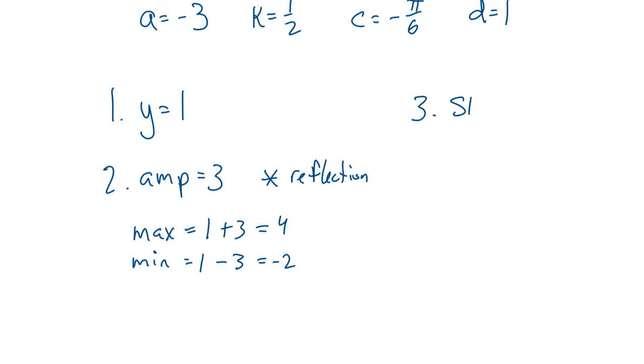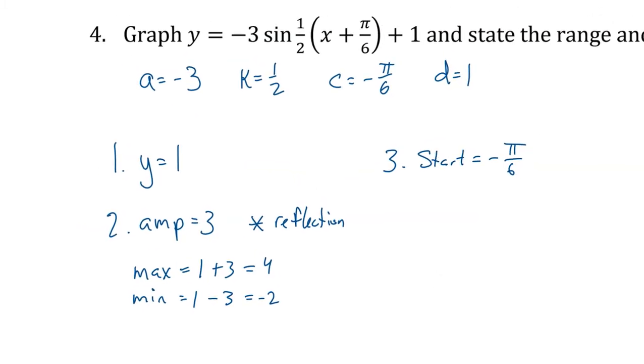The start is the c value, negative pi by 6. Again, x plus pi by 6 is a shift to the left. Pi by 6, so the start is negative pi by 6. The period is similar to finding the k value, but in the opposite direction type thing. 2 pi divided by k. K is a half, 2 pi divided by a half, so that's 4 pi.